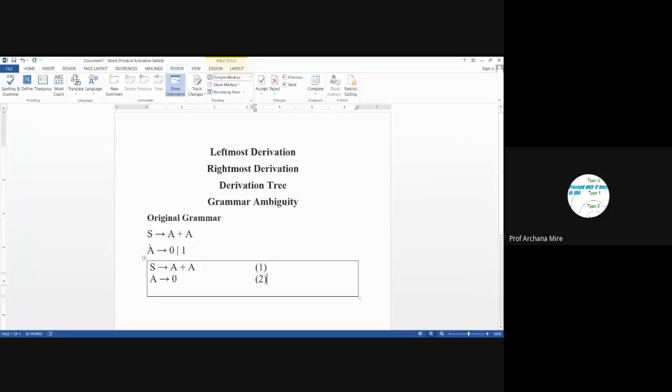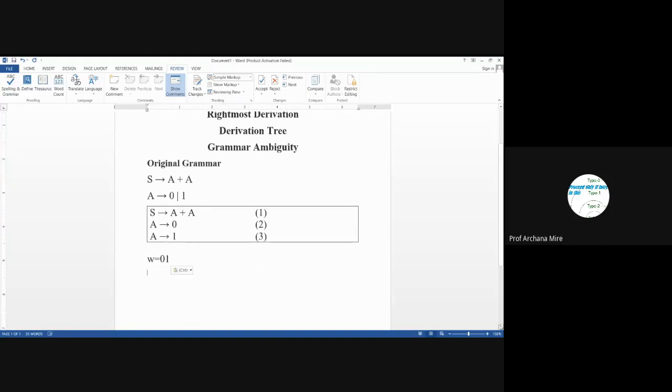The next production rule is capital A leading to 1. I will copy this production rule here and remove this part. So A leads to 1. This is my third production rule. And now the string which I want to derive is 0 plus 1. I want to derive this particular string.